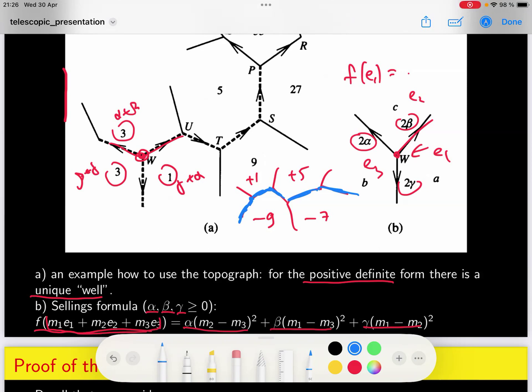If your form is non-definite, but does not assume the value 0, then there is a periodic river with some period. And if your form assumes 0, then there are two lakes where the values are 0, and some part of the river between them. Or maybe your form is something like x squared, then again you have one lake and certain branches out of it. So the classification of all the quadratic forms looks very simple when you speak about topographs. Questions? Comments?